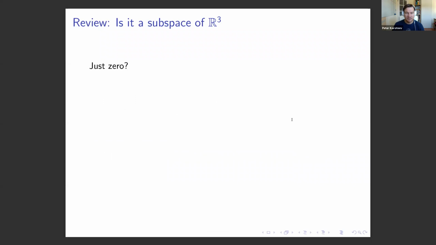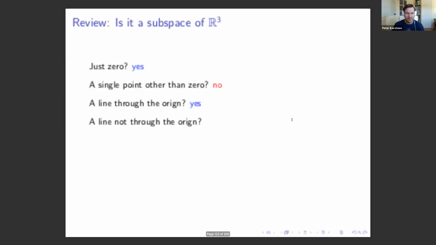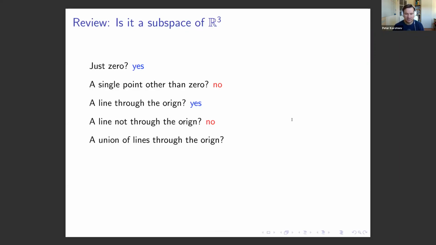So let's look at some examples. Is this a subspace of R^3? Just the zero vector? Yes, because it obviously satisfies all the axioms. A single point other than zero? That's a negative, because, for example, the zero vector does not belong to this set. A line through the origin? Yes, we checked that. A line not through the origin? No, because it, for example, does not contain zero. A union of lines through the origin? Also no, because it's not closed under the addition of vectors. It's closed under scaling, but not under addition. A circle through the origin? Also no, for many reasons.